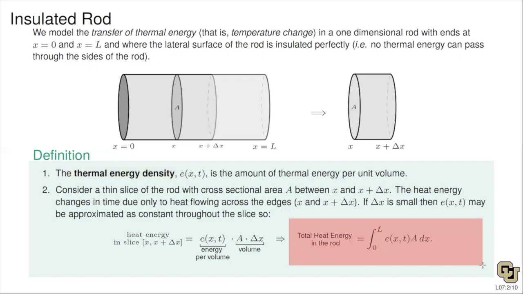And here we can take a delta X strip where the surface area is A and then multiply by the thickness to get the volume and integrate from 0 to L to calculate the total heat energy in the rod.